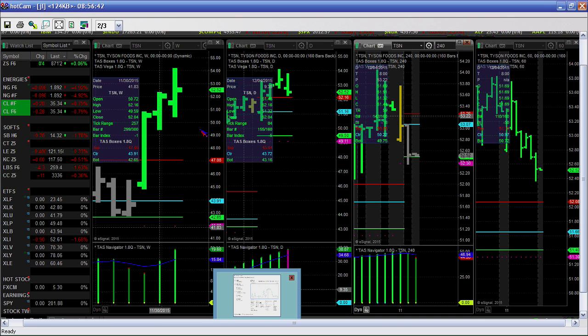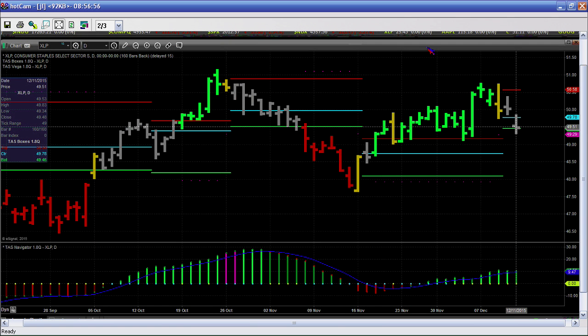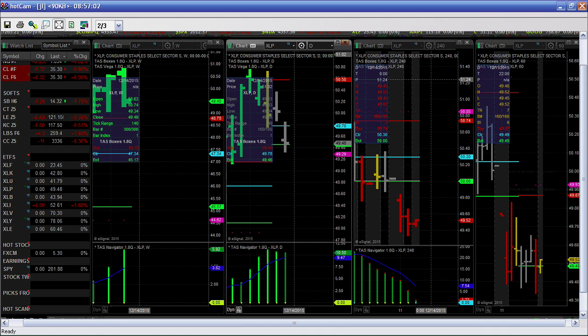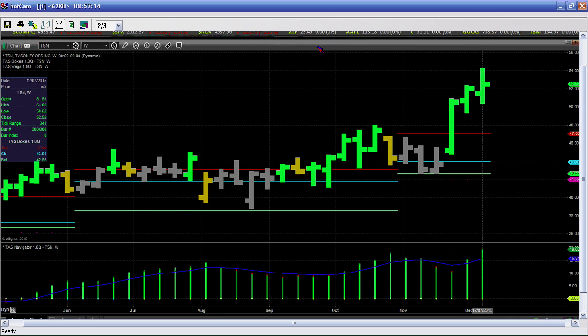Here's the XLP in general, consumer staples. Here we go. Not a bad view here. The XLP coming down into support. Got to keep this in mind. The group in general looks relatively well and hasn't broken down. But when I go back into Tyson Foods, TSN, this is one you probably should have on your radar screen. I mean, I know you're going, well, thanks for alerting me to this unknown fact that Tyson Foods has been going up like a freight train.